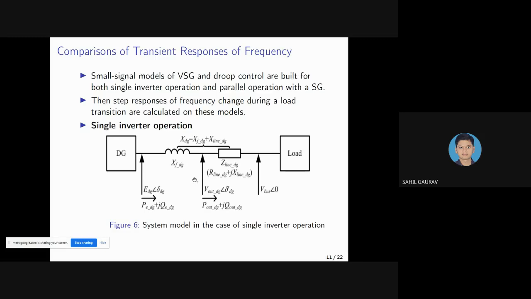Consecutively, the voltage at the output filter we can assume as V_out,DG at the angle of delta dash DG, and the output power is P_out,DG plus jQ_out,DG. And Z_line,DG is the transmission line impedance connected between the DG and the load, and at the load bus the voltage is considered as V_bus at the angle of 0 degrees. Here all the subscripts DG indicate parameters related to distributed generators.